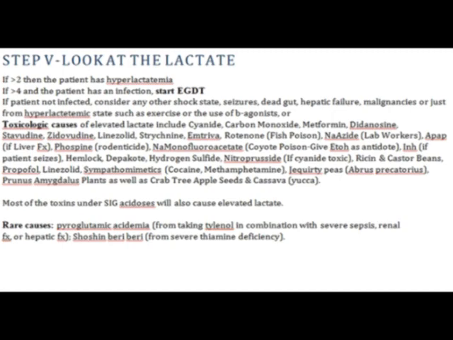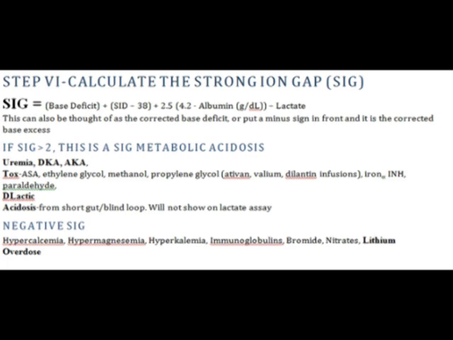Next step 6 is calculate the strong ion gap. And this is where people get really dismayed. There's a whole bunch of math here. And it's math only to have it down there for the first few times. Because once you get this, then you don't have to have this equation anymore. You just do it in your head.